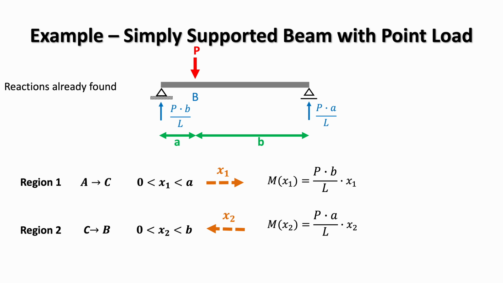On this slide, the support reactions have already been found and are shown on the diagram. We now divide the beam into the two regions we discussed based on the location of the point load. Region 1 runs from A to C, and the local coordinate x1 is measured from A towards the right and is defined between 0 and A. The bending moment, therefore, as we defined in the previous session, is PB over L times x1. Region 2 runs from C to B, but here the local coordinate system x2 is measured from the right hand back to the left. x2 is defined between 0 and B. With this coordinate choice, the bending moment in region 2 is PA over L times x2.